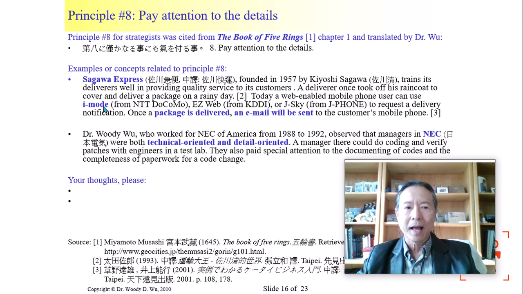They were using i-mode, that NTT Docomo mobile phone way, to request a delivery notification. This was a long time ago. Today we all have that. Once the package is delivered, an email will be sent, maybe a text message email, to the customer's mobile phone. Yes, it's still used today.